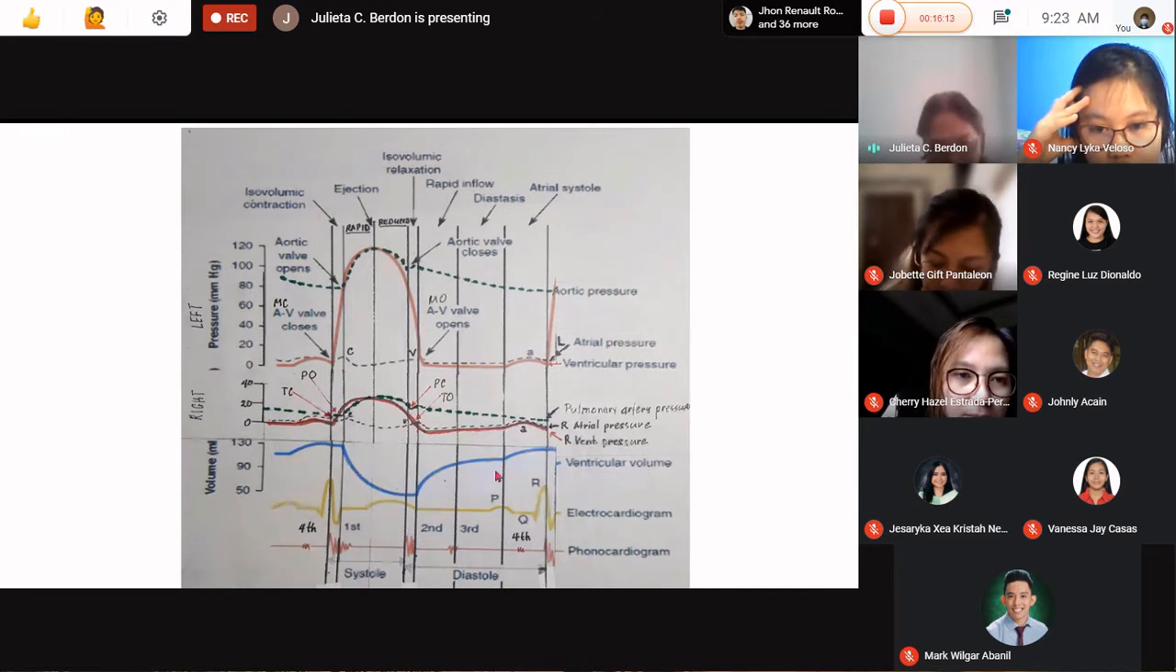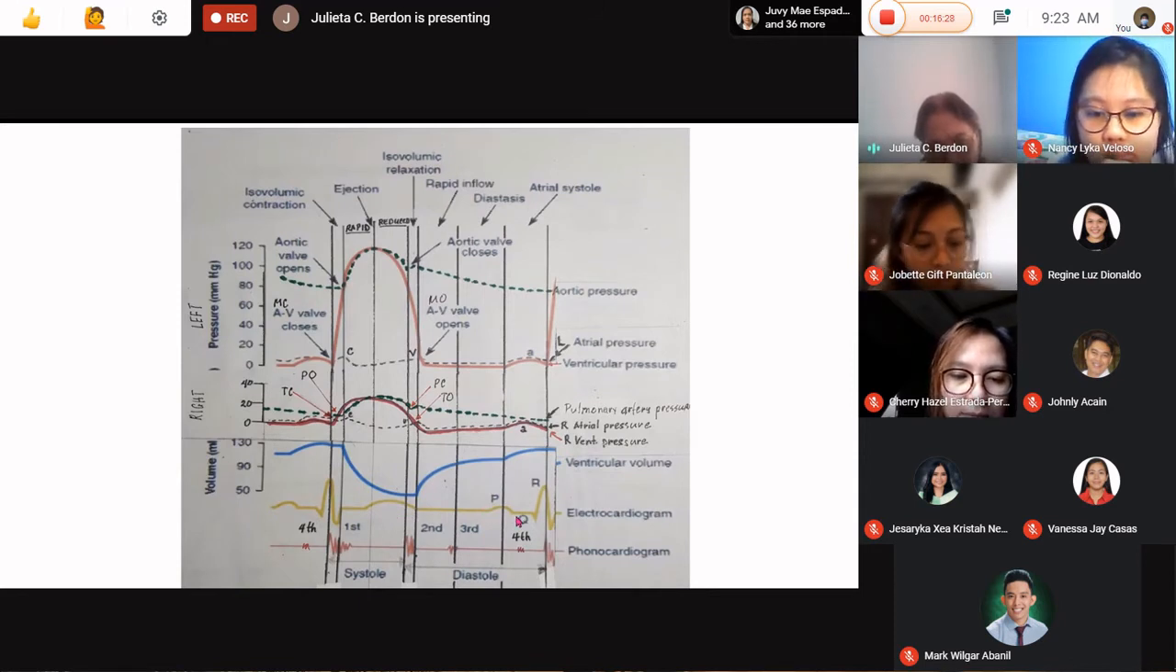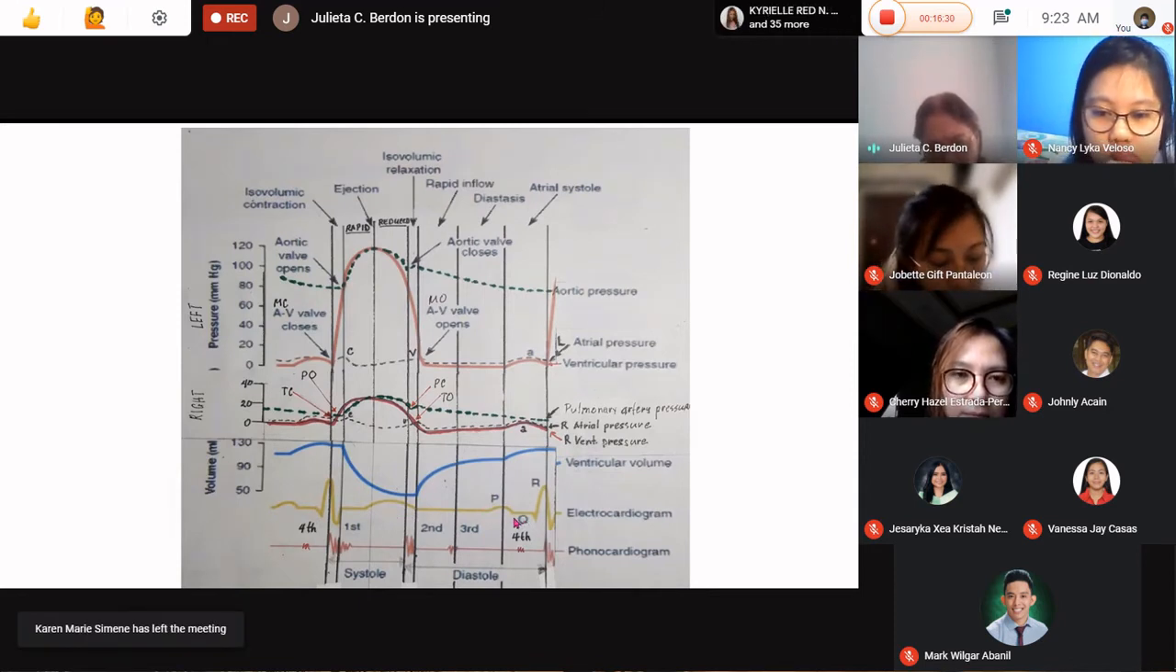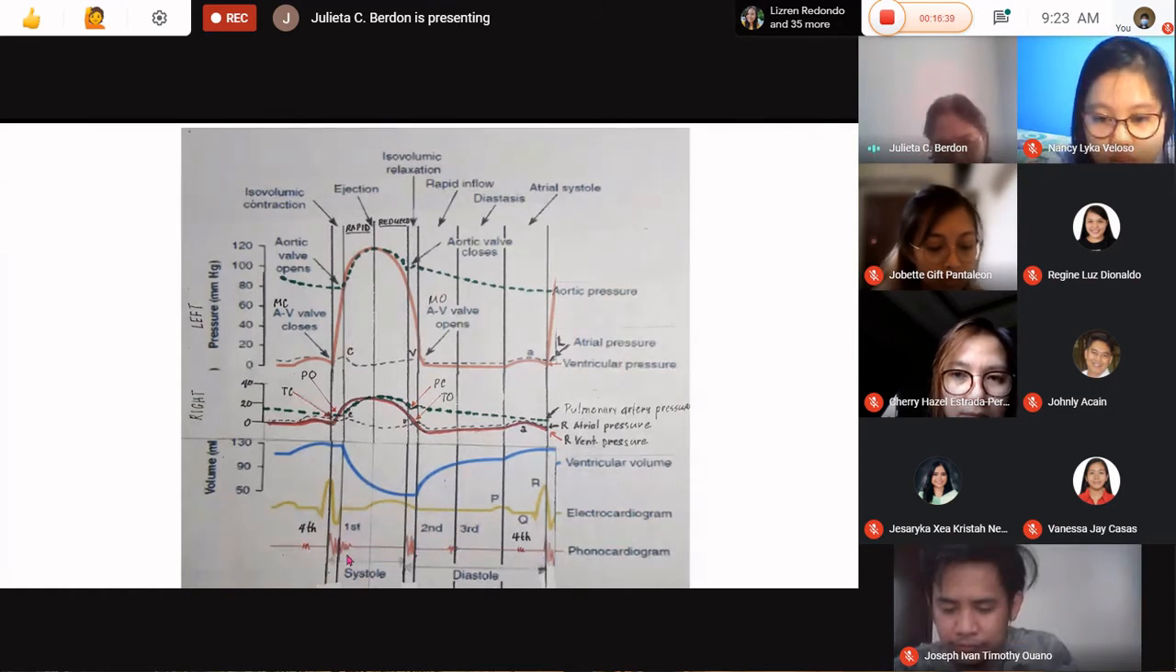And I told you last time, I just want you to know that this is the QRS, which is ventricular depolarization. And then this is the T wave, which is your ventricular repolarization. Then the P wave, which is your atrial depolarization, followed immediately by your ventricular depolarization. The heart sounds, we will talk about this later. Let's just focus on this one.